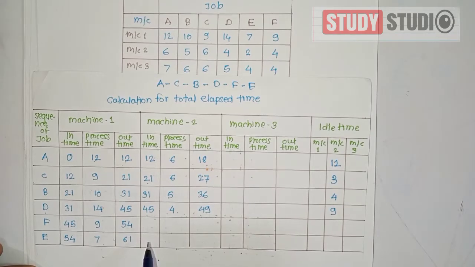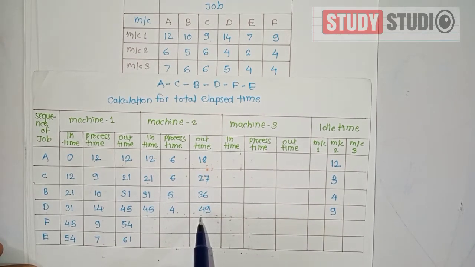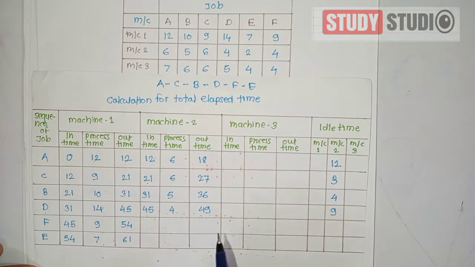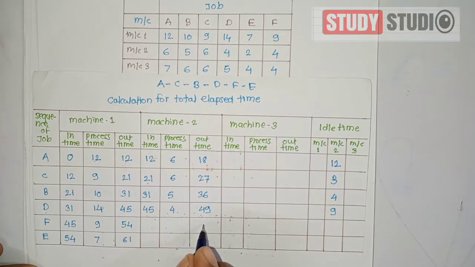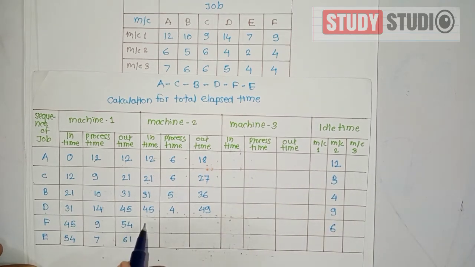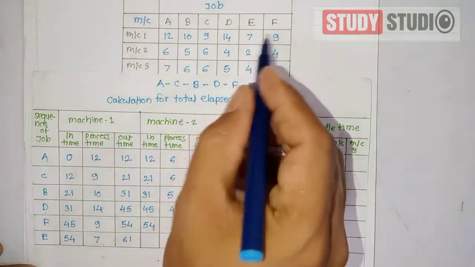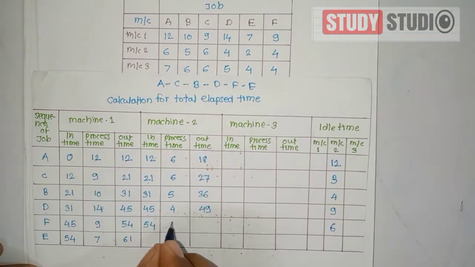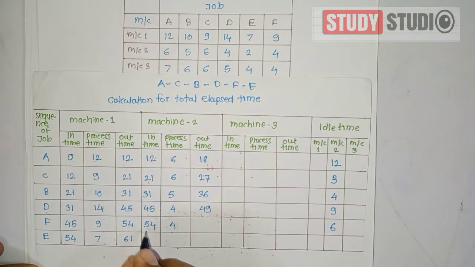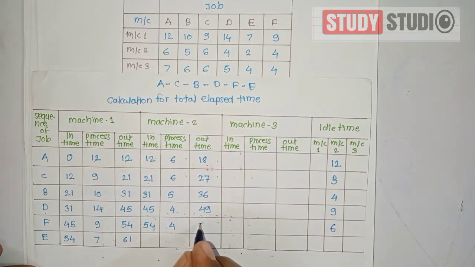So that is the idle time. So this idle time will be 54 minus 49 is equal to 6 hours. So this is the idle time, that is 6 hours. Carry this 54 as it is. Now process time of F on machine 2 is 4 hours. Out time will be 54 plus 4, that is 58 hours.